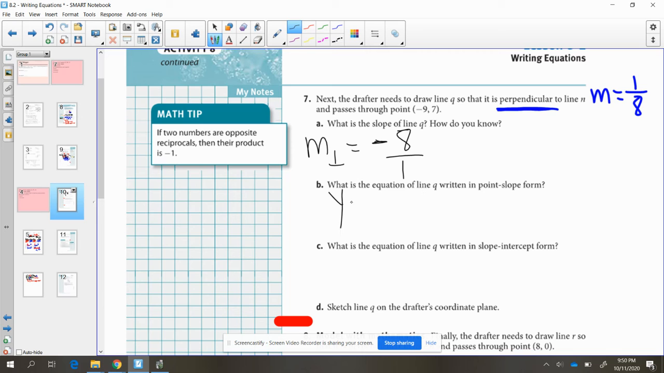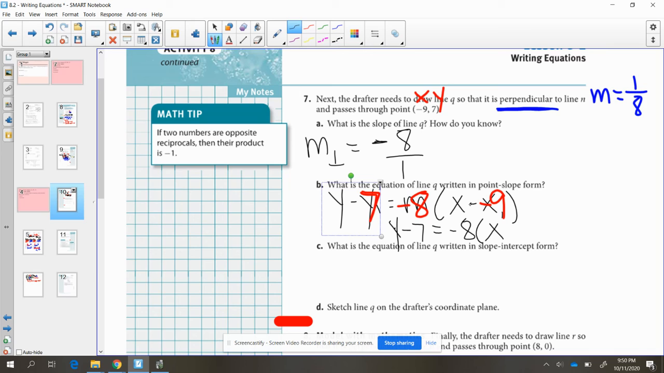Now, if we take that value and plug it into our point slope form, we're now going to have -8 as the slope, and this time our point is going to be -9, 7. So -9 is our x, 7 is our y. And make sure that we simplify this. We have y minus 7 equals -8, and then minus a negative turns into plus 9. So here's point slope form.